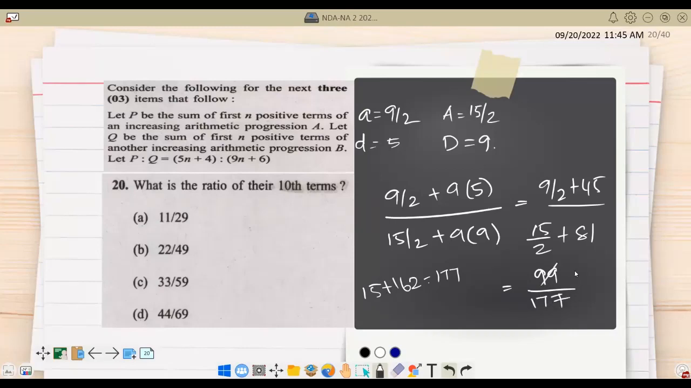So this is our ratio. This can further be divided by 3. Right. So 3 fives are 15 and then 3 twos are 27. So 59. And then in the numerator we have 33. 33 by 59 is the answer. Option C is your answer.